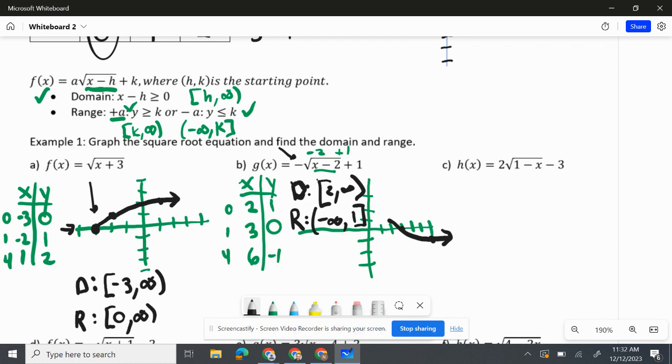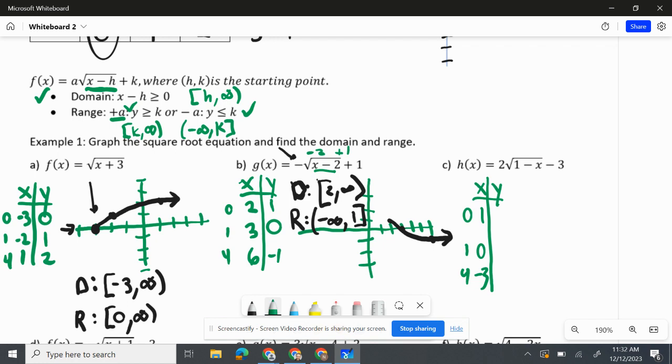So looking at letter C, this is a little bit more difficult. I'm going to do my table of values. And since our x value is negative, you're going to notice something. So I'm looking for 0, 1, and 4. What gives me a 0 is a 1. What gives me a 1 is a 0. And what gives me a 4 is a -3.